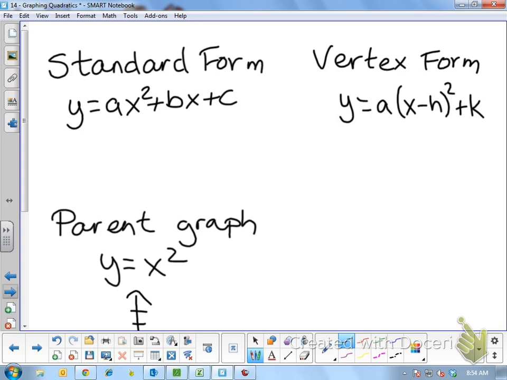So when we work with a quadratic, there's 2 main forms we work with. The first form is called standard form. y equals ax squared plus bx plus c. They each have their own uses. This one's more useful for solving quadratics. We will learn how to graph it eventually. But we're going to start with this vertex form. y equals a times x minus h squared plus k. Vertex form is our best one for graphing. This is the one that will make our lives easier to be able to graph.